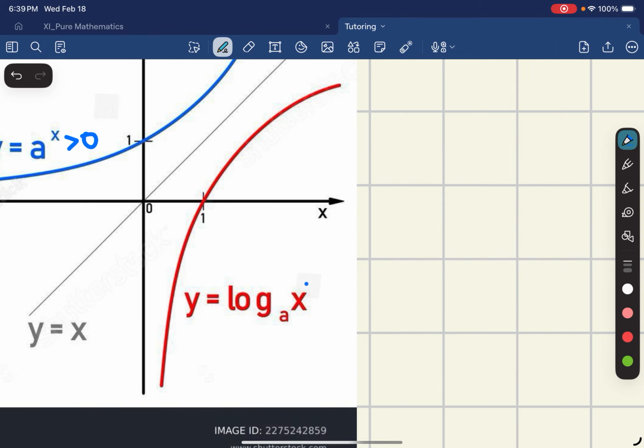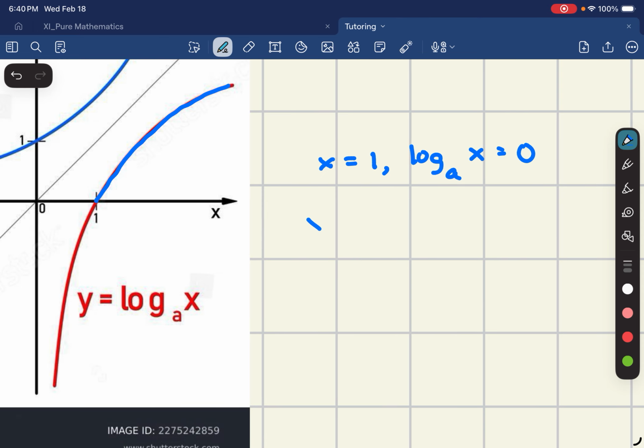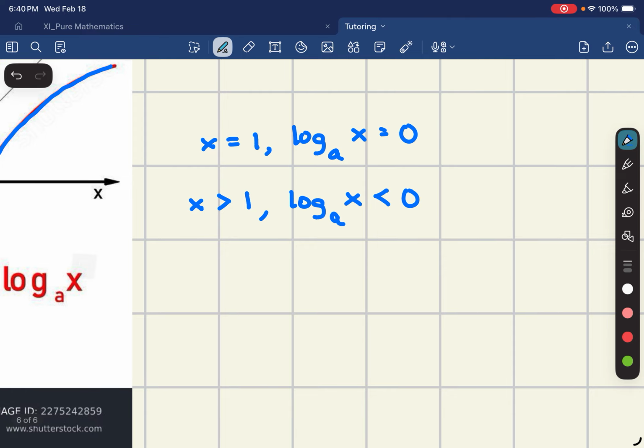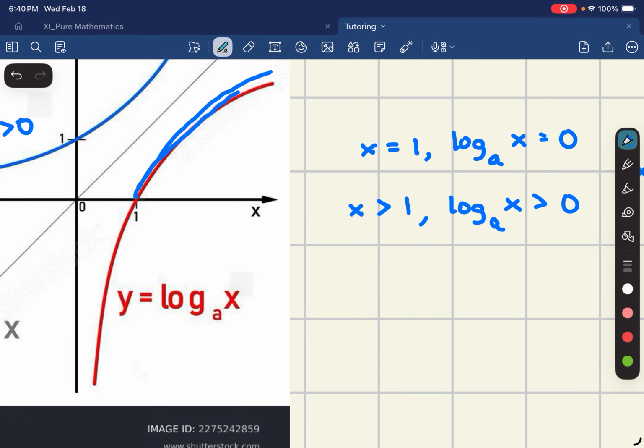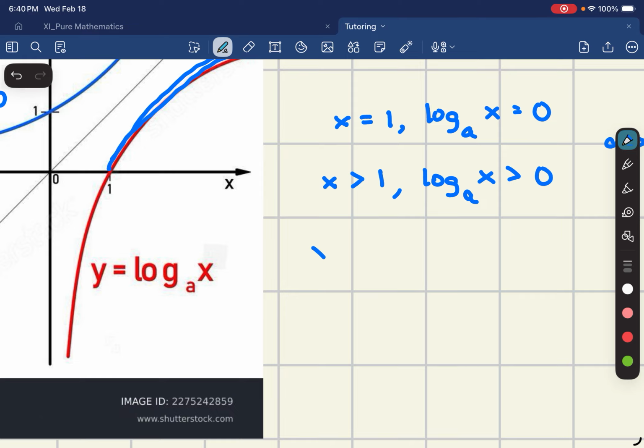And if you look at log base a of x, and usually we deal with positive bases, right? We only will have a greater than 0. But if you look at this, if your x is equal to 1, then your log base a of x is equal to 0. And this is for a greater than 1: if your x is bigger than 1, then your output is positive. If your x is less than 1, log base a of x is less than 0.